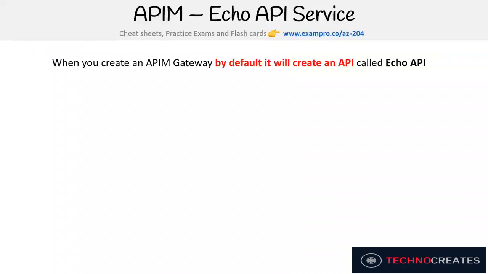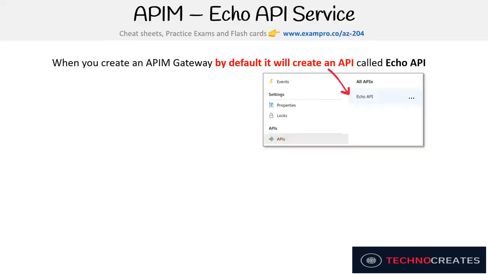All right, let's take a look here at the Echo API service. When you create an APIM gateway, that's the first thing you'll do. You'll get by default this thing called Echo API. And I was like, whoa, what is this thing? I wasn't sure what it was, and I thought it was kind of interesting. That's why I expand upon it here, because I didn't really see much of it in the documentation, so I had to piece things together.